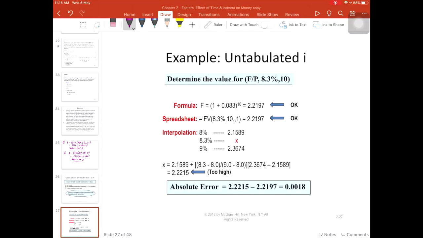So just interpolation. Some people call it crossing, because it crosses diagonally. So you will get the numbers by interpolation. Please use the interpolation as shown here, and then you will get the value 2.2215.